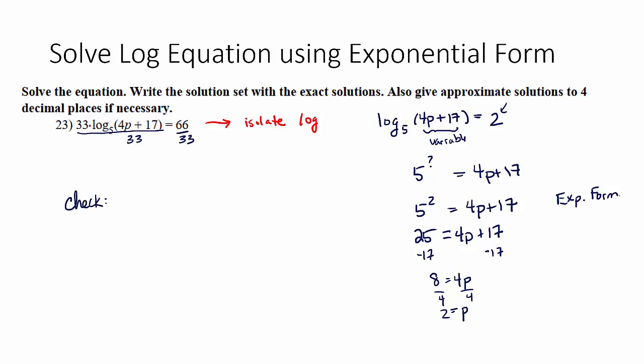You don't have to check completely, but what you have to check is that the argument of any logarithm is positive, not 0 and not negative. So what I mean by that, by argument, the argument of this logarithm was 4p plus 17. So if I plug 2 into 4p plus 17, do I get a positive number? Yeah, I get 25, right? Which is definitely positive. So we're okay.